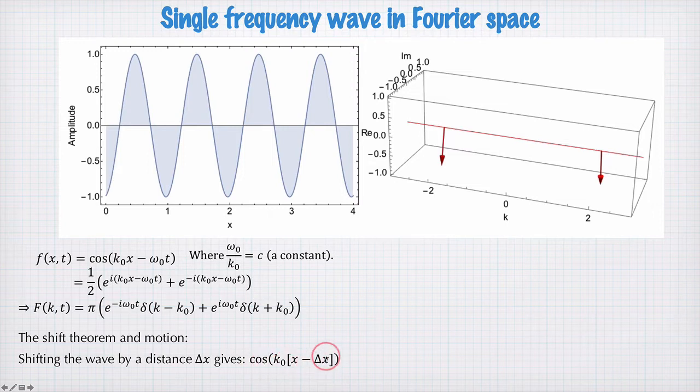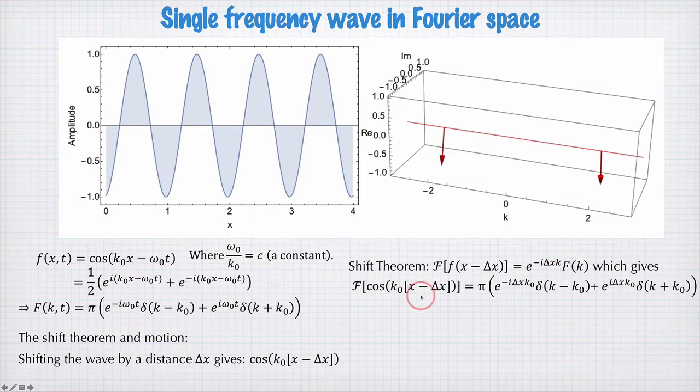So let's take a cosine function and shift it by an amount delta x in space. The shift theorem tells us the Fourier transform of a shifted function is equal to the Fourier transform of the unshifted function multiplied by this complex exponential that depends on the amount of shift delta x and k. So if we apply this to the cosine function, which has been shifted, then we get this Fourier transform here. So we get our delta functions back, and now we get these complex exponentials with a negative k0 delta x and a plus k0 delta x.